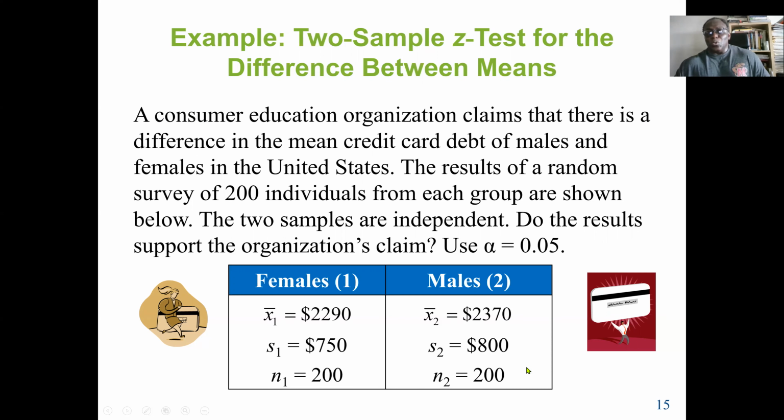So our goal is that we want to test the claim. The consumer education organization claims that there's a difference in the mean credit card debt of males and females. So we have a sample of male and female. We know the average credit for male and the average credit for female, the sample size for both of them, and also the standard deviation for the credits, both of them. So now we want to do our hypothesis test to test if the claim is true or false, whether we should accept it or reject.